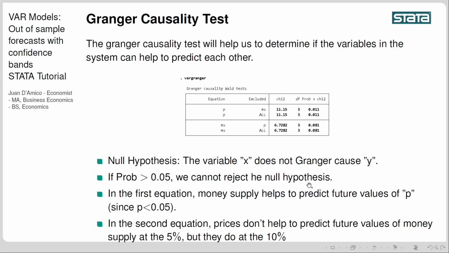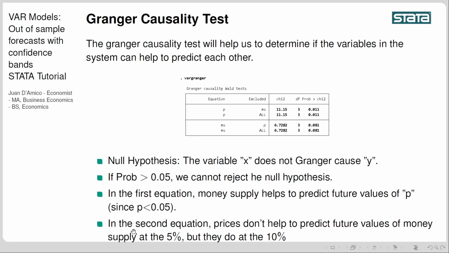So for example, in the first equation, we have that money supply helps to predict future values of p because the p-value is smaller than 0.05. So if it's bigger, the variable doesn't Granger cause. If it's smaller than 0.05, the variable does Granger cause the other variable. All right, so money supply Granger causes prices.